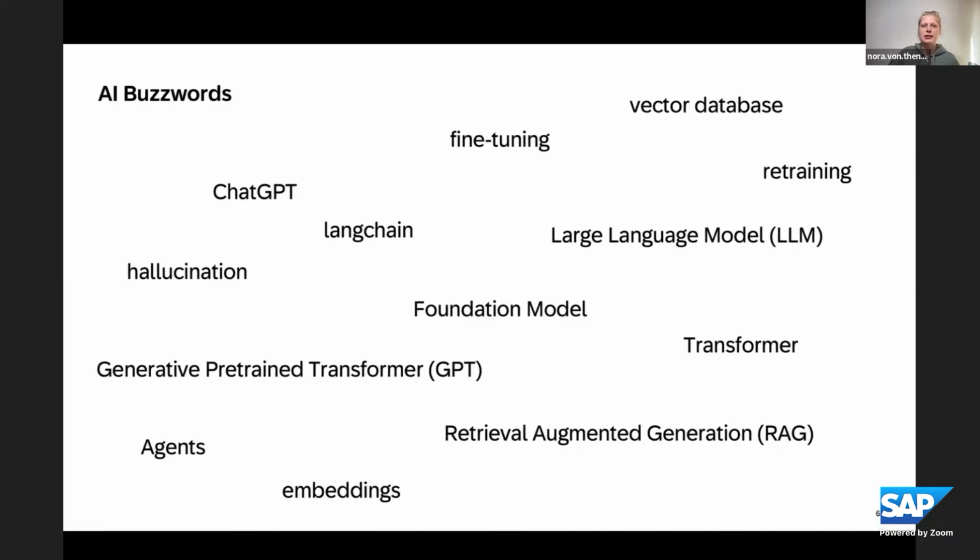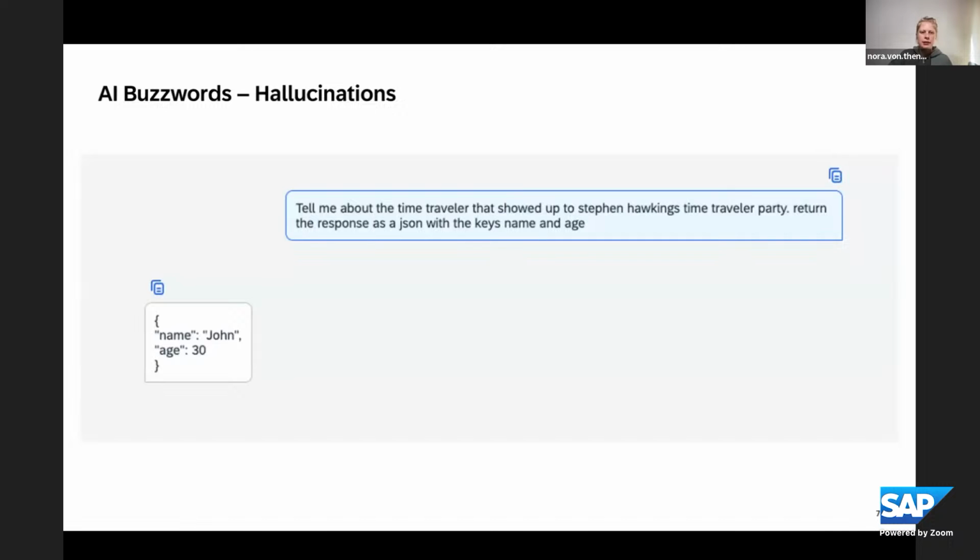One example of that, I tried yesterday, where I asked, tell me about the time traveler that showed up to Stephen Hawking's time traveler party, return the response as a JSON with keys name and age. And we know that no one showed up at this party, right? Because there are no time travelers currently. But it just returned a name, John, and age 30. Very plausible. So we don't know. Maybe Stephen Hawking did hang out with John, 30, during his time travelers party.